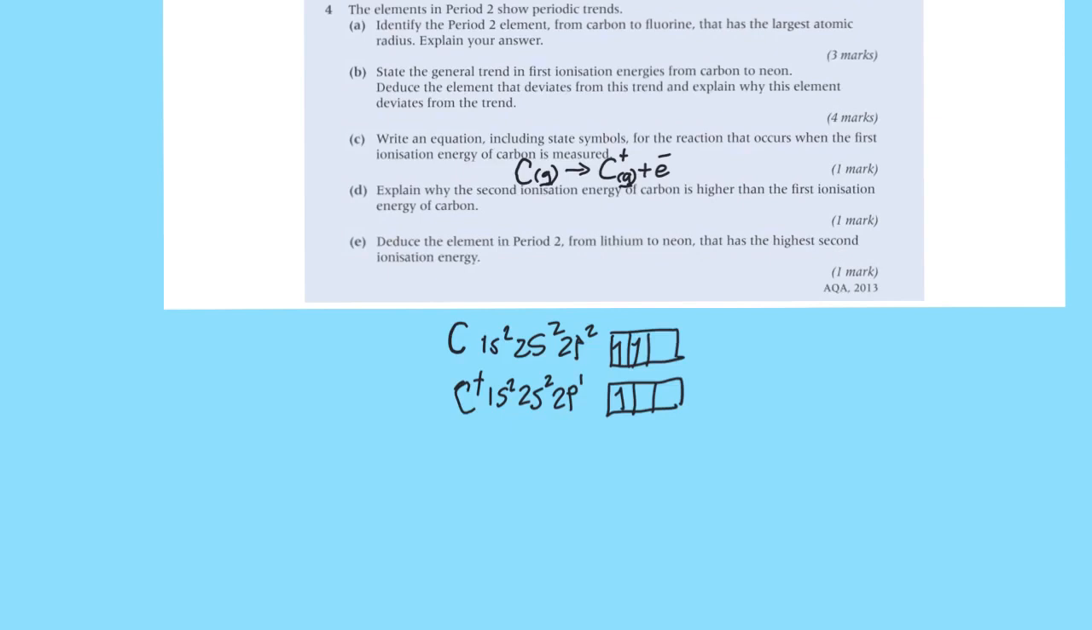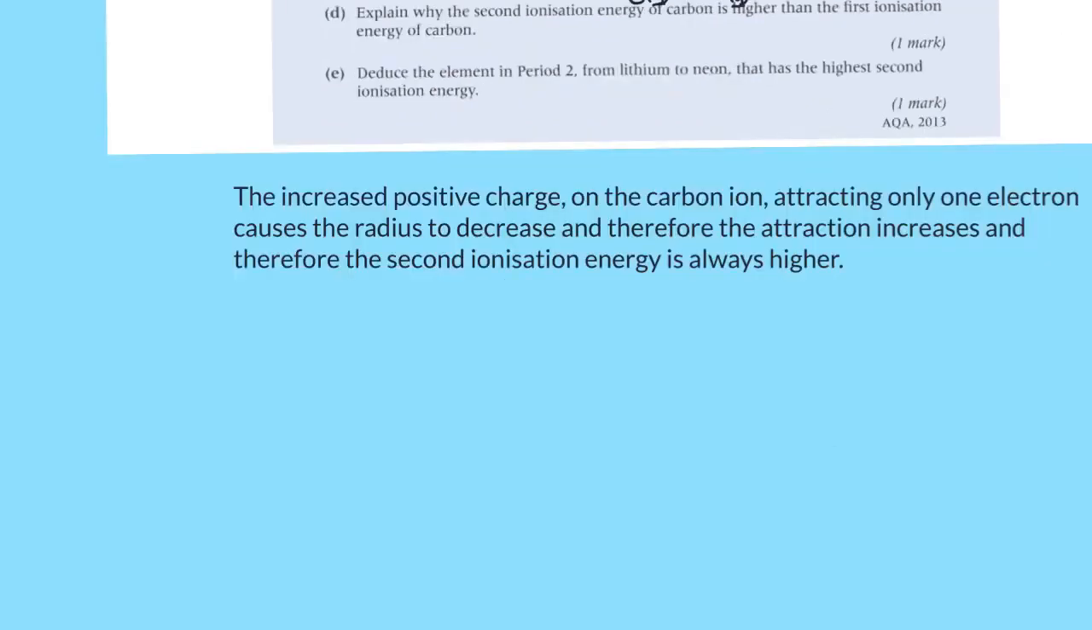Now both electrons are coming from the same energy. However, as an electron is lost, so there is our 2p subshell with electrons spinning in opposite directions. There's our carbon nucleus. When an electron is removed, the electron can now get closer to the nucleus because there's this overall positive charge and the attraction to the nucleus increases. Let's say that again. The increased positive charge on the carbon ion, attracting only 1 electron, causes the radius to decrease, and therefore the attraction increases, and therefore the second ionisation energy is always higher.